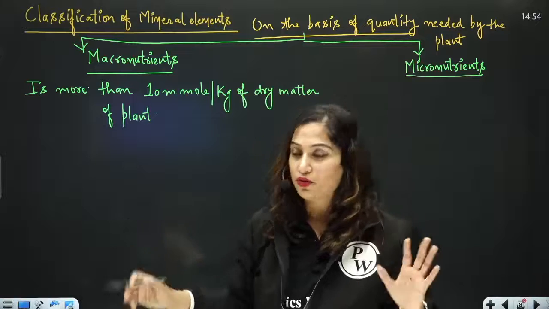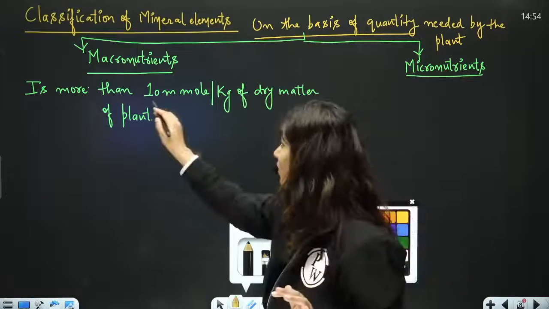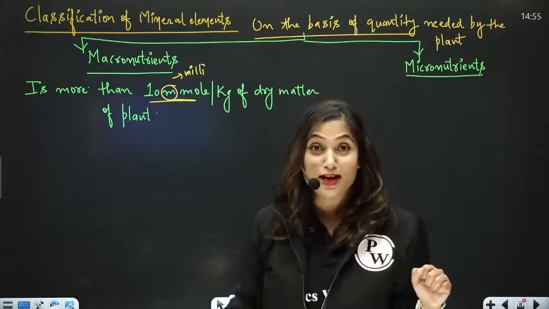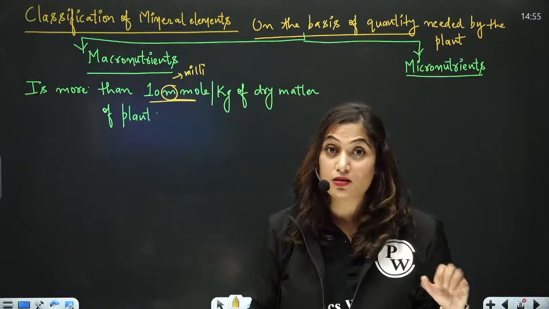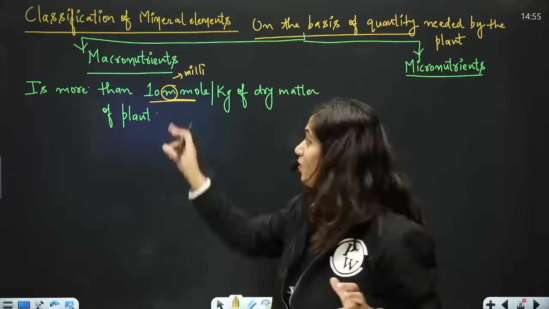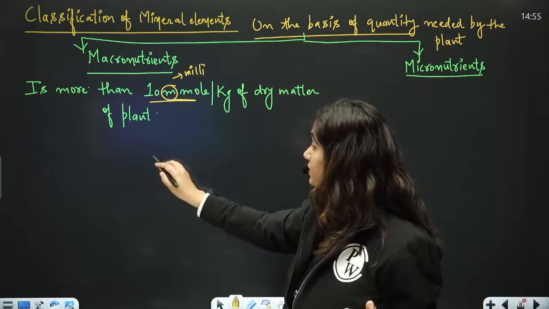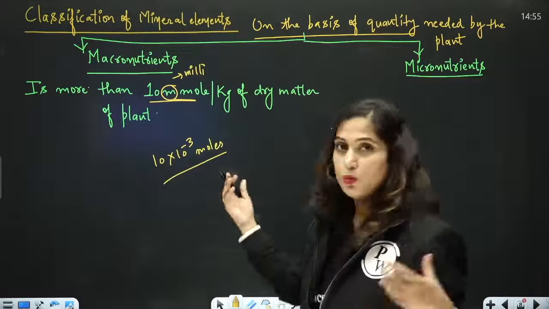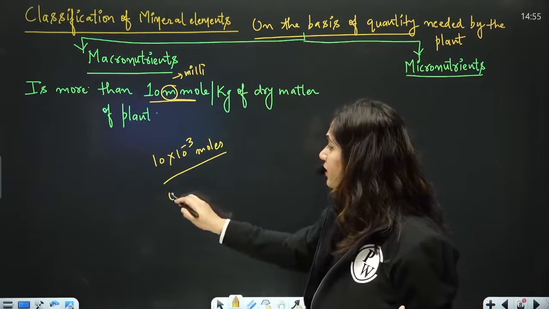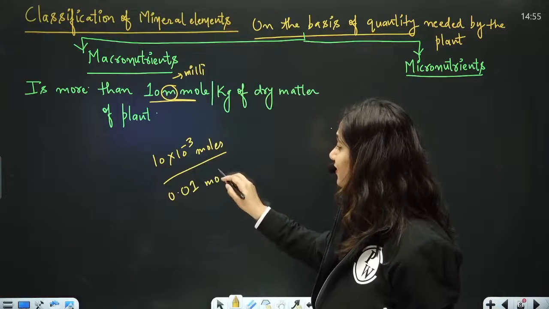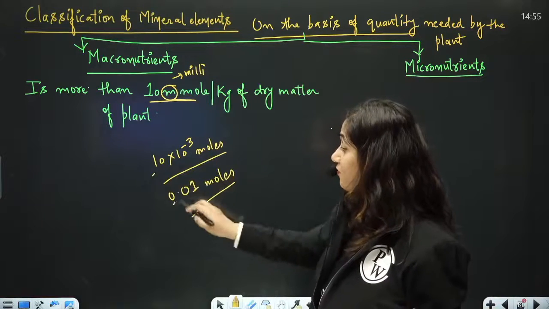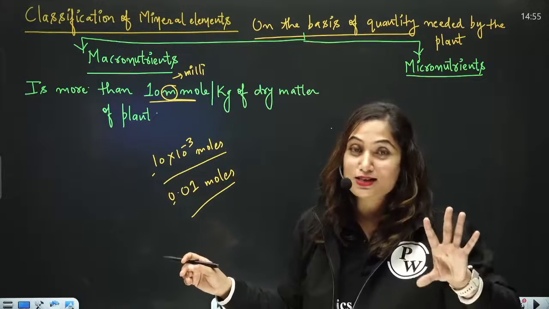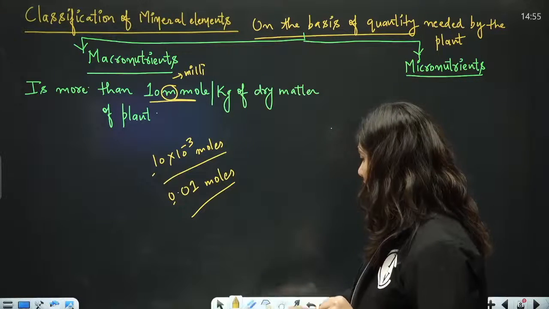Now what you have to remember here is that this is millimole, right? Millimole. That means 10 raised to the power minus 3 moles. So in what ways can it be written? It can be written as 10 into 10 raised to the power minus 3 moles, the same thing, or it can be written as 0.01 moles. So this same thing can be written in various forms. Remember this, beta, that it is millimole, that is 10 raised to the power minus 3 moles.